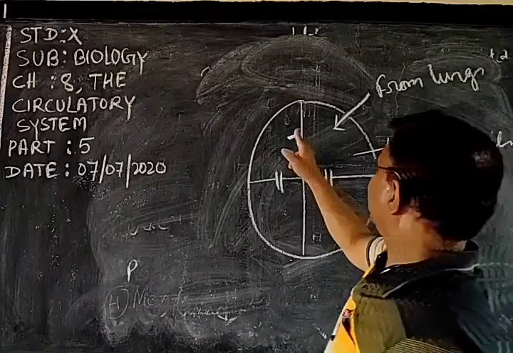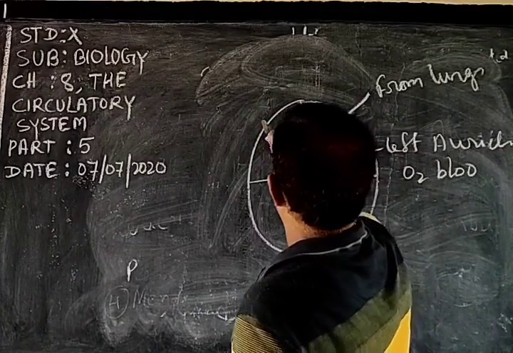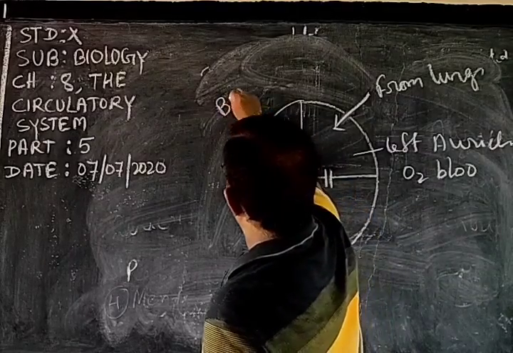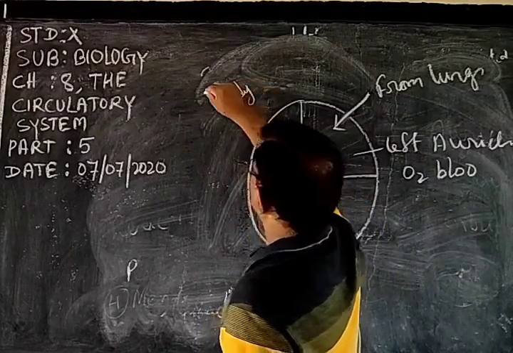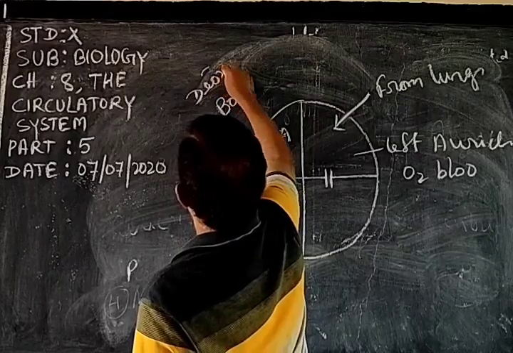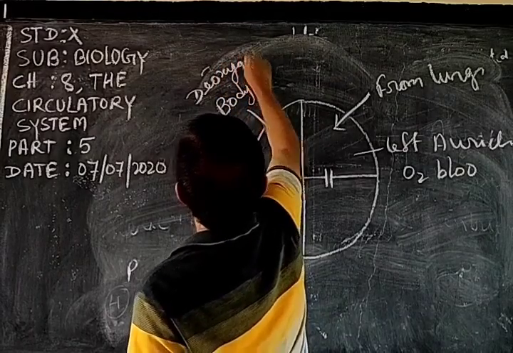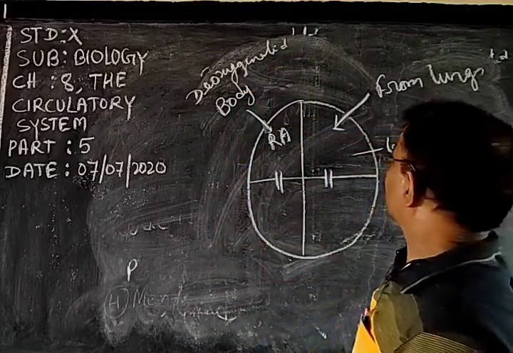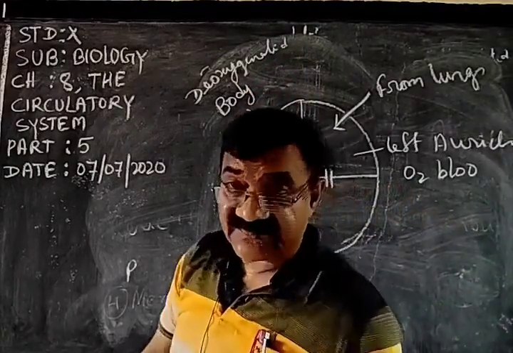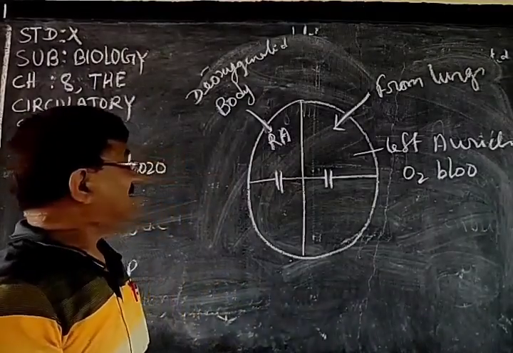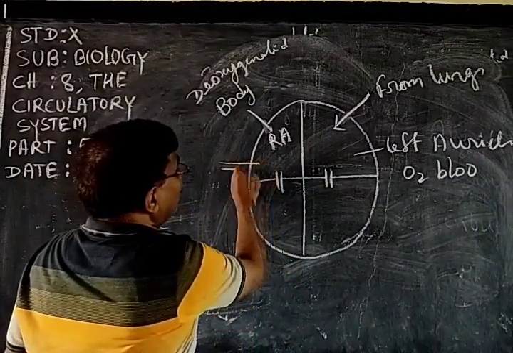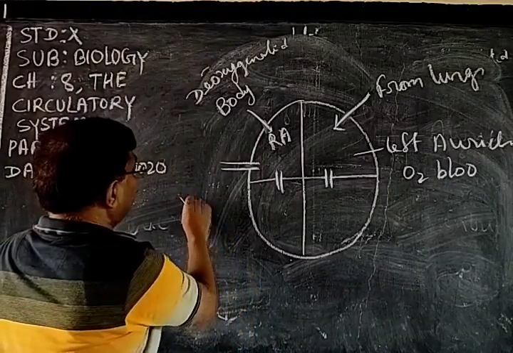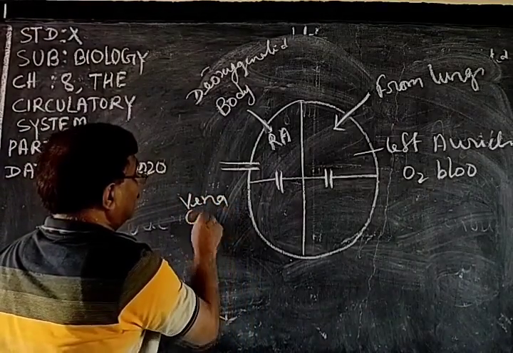And coming to the right auricle, it receives blood from the body, and it receives deoxygenated blood. Now, what is the name of that blood vessel? The one blood vessel which enters the right atrium is called the vena cava.